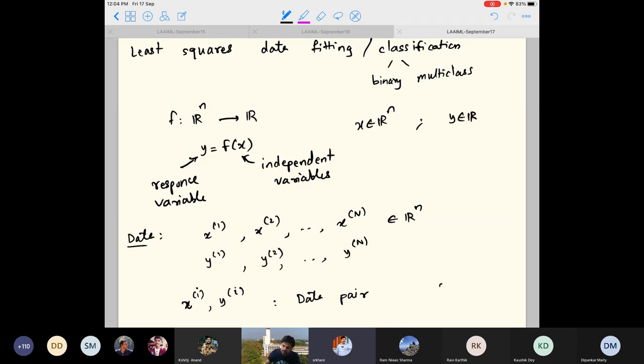And x_ij will be the jth value of the ith observation. That is how I will denote it. So you have that ith observation. The superscripts in brackets, 1, 2 up to N, denote the number of data points, and this xi, yi is the data pair.